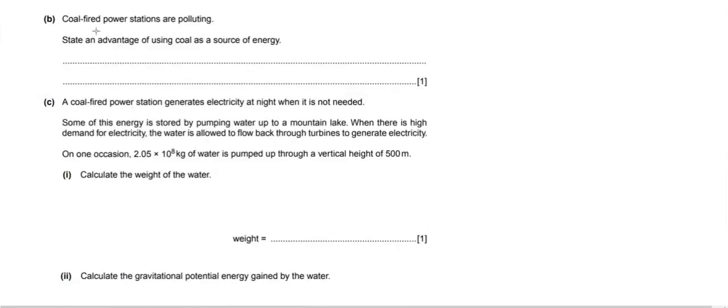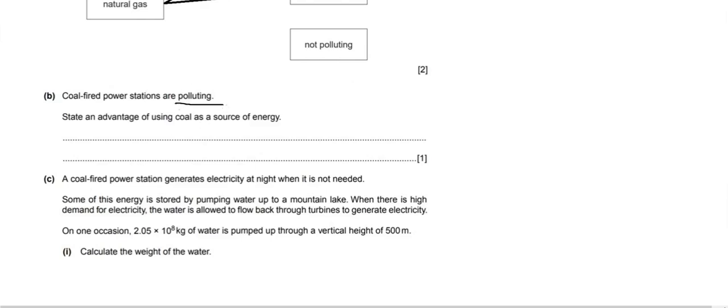Now question B: a coal-fired power station is polluting, and state the advantage of using coal as the source of energy. Though it is polluting, there are some advantages and disadvantages we have seen. The advantage is that it is relatively cheap, and another important point you can write down is that it's widely available. It's very easy to have the availability of coal-fired stations, and that's why it is reliable. Availability means it is a reliable kind of source, and it's relatively cheap. It's not that cheap, but only in relative comparison.